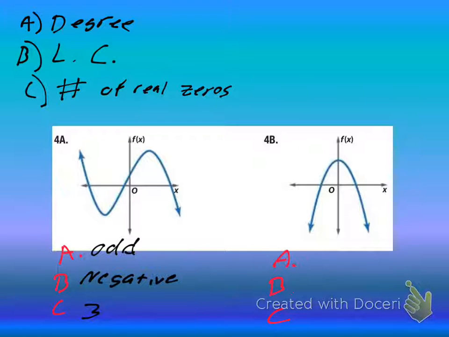So let's go to B now. What's its degree? Even. Why even? Because the ends point in the same direction, so it makes it even. Now, that direction is down, which tells you the leading coefficient is negative. And then across the x-axis, how many times? 2. Sorry, it's behind the logo, but 2. It doesn't matter if it crosses the y-axis. The y-axis means nothing for this.